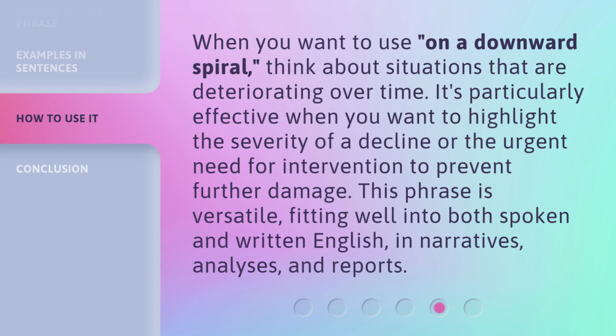When you want to use, on a downward spiral, think about situations that are deteriorating over time. It's particularly effective when you want to highlight the severity of a decline or the urgent need for intervention to prevent further damage. This phrase is versatile, fitting well into both spoken and written English, in narratives, analyses, and reports.